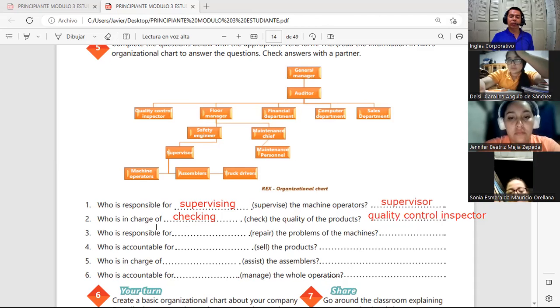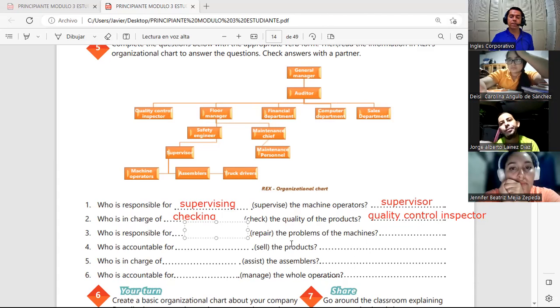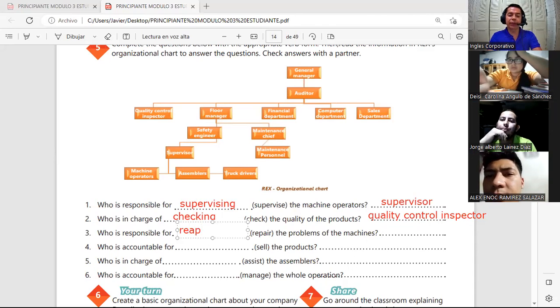Very good. Now, number three. Who is responsible for? Road manager. No, it's an activity. Gerund. Repairing. Repairing. Very good.